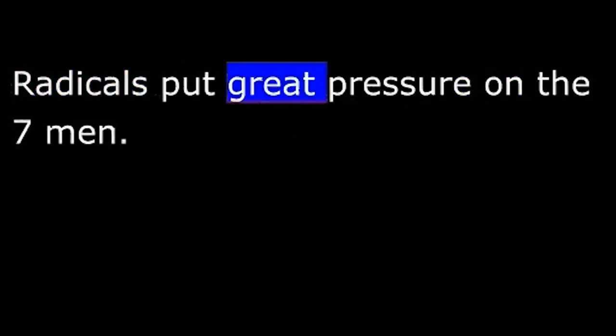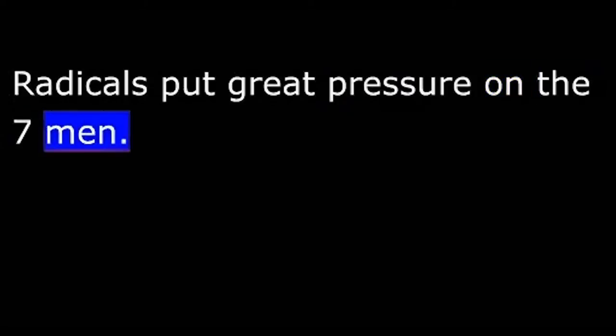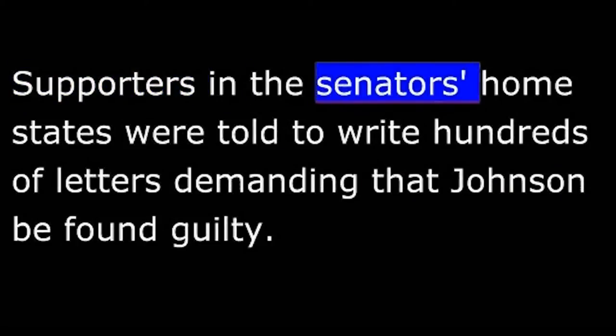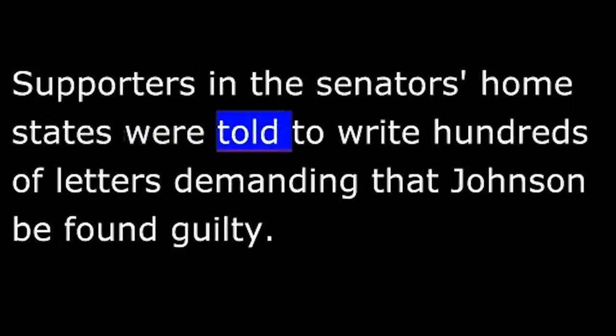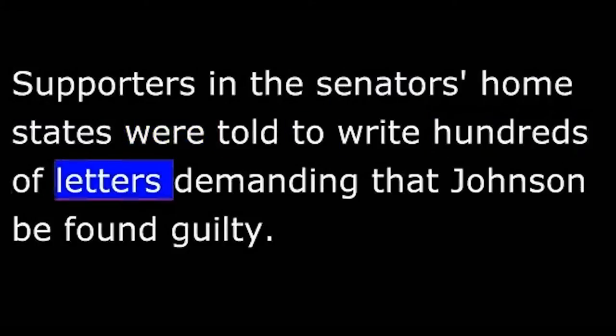Radicals put great pressure on the 7 men. They tried to buy their votes. Party leaders threatened them. Supporters in the senators' home states were told to write hundreds of letters demanding that Johnson be found guilty.